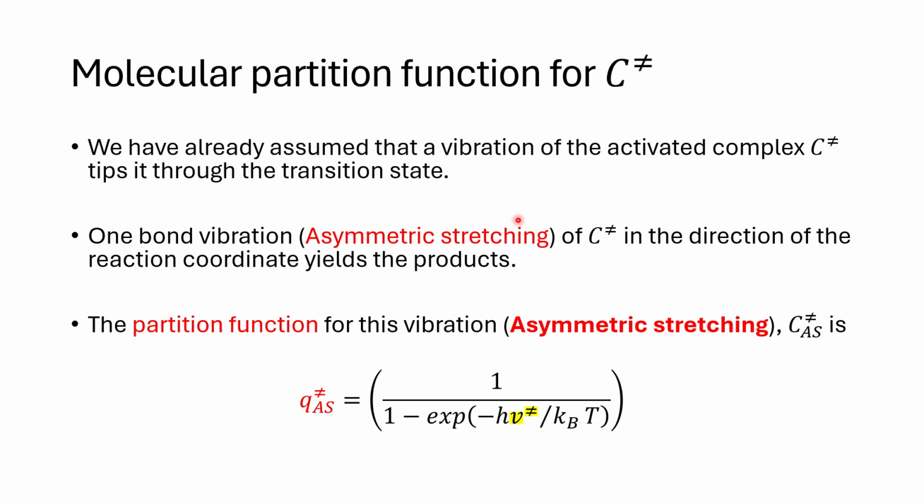While this important motion is typically a one-bond vibration, especially the asymmetric stretching motion, which moves the atoms along the reaction coordinate to yield the product. So we must treat the partition function for this one specific reaction coordinate vibration, which is the asymmetric vibration, separately. It will retain the standard form of the vibrational partition function. And this is the partition function specifically for the asymmetrical stretching.